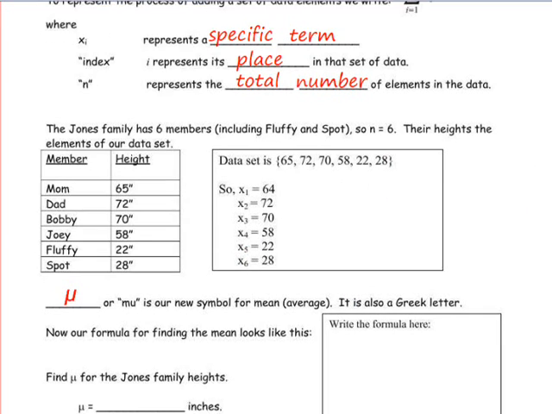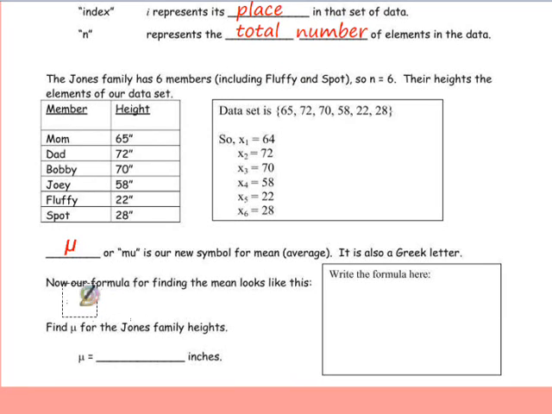This Greek letter down here is called mu. It's a symbol that means average. It's a lowercase Greek letter. Our formula for finding the mean looks pretty much like this, and this is about what you guys need. Mu, the average, is equal to the sum of all the numbers divided by how many there are.